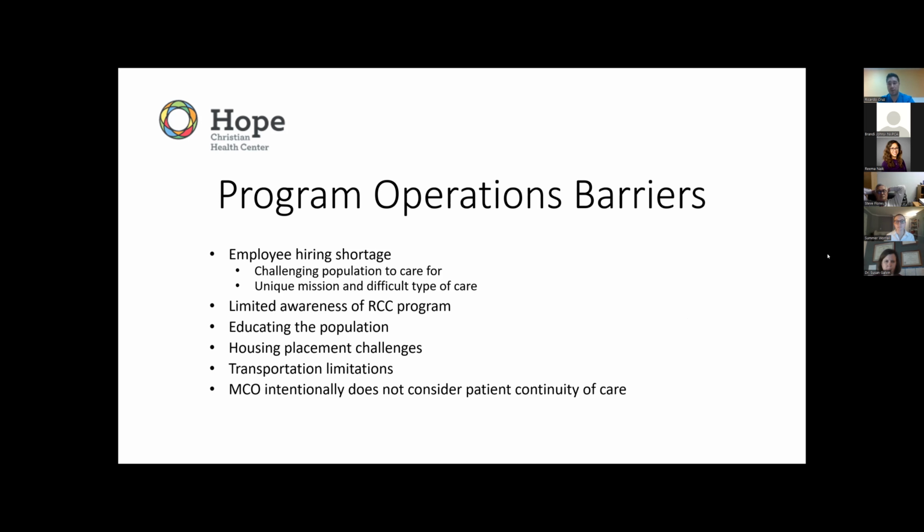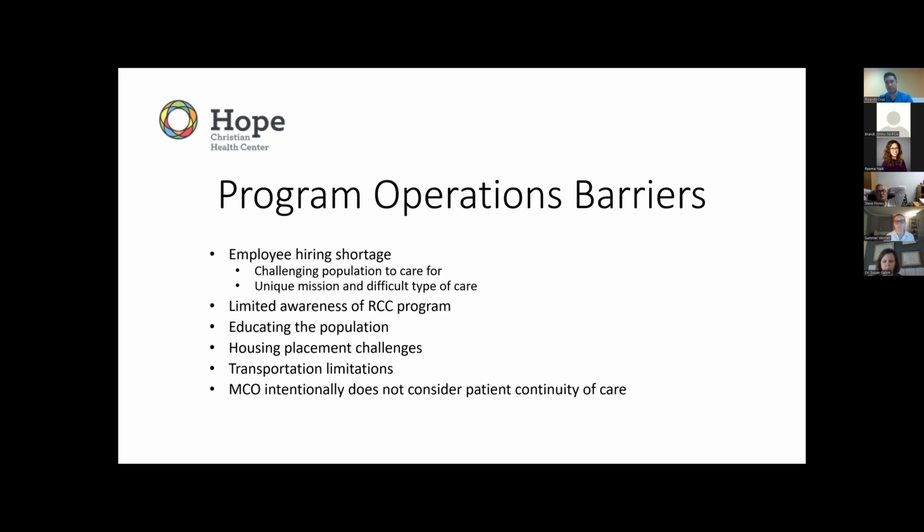Educating the population, of course, the population that we do serve doesn't take healthcare as a high priority in their life, just based on their circumstance. So education is a large thing that we are working on, and I'm currently working on trying to get dietitians, nutritionists, and mental health specialists in-house. House placement challenges I already touched on.